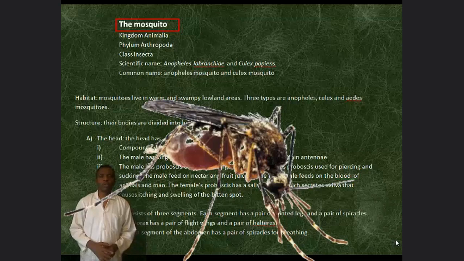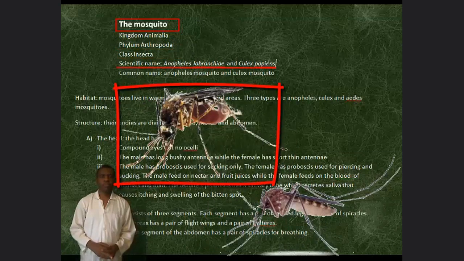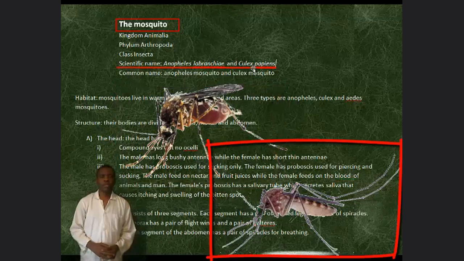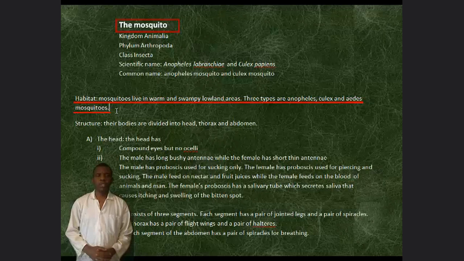The mosquito. Kingdom Animalia. Phylum Arthropoda. Class Insecta. Scientific name: Anopheles gambiae and Culex pipiens. Common name: Anopheles mosquito and Culex mosquito. Habitat. Mosquitoes live in warm and swampy lowland areas.